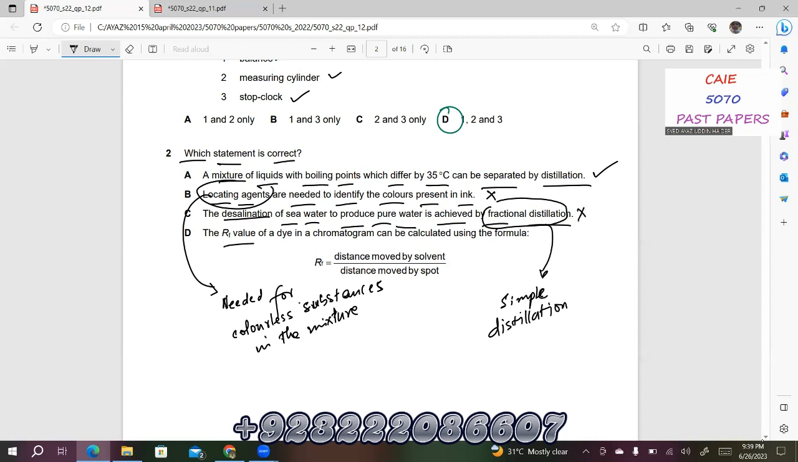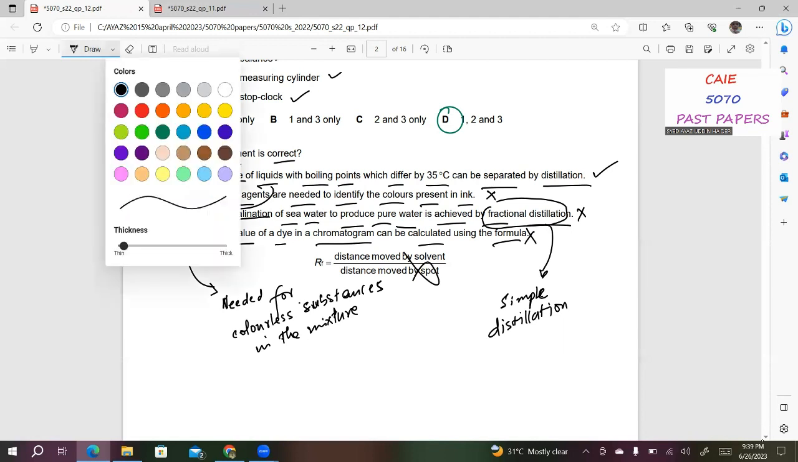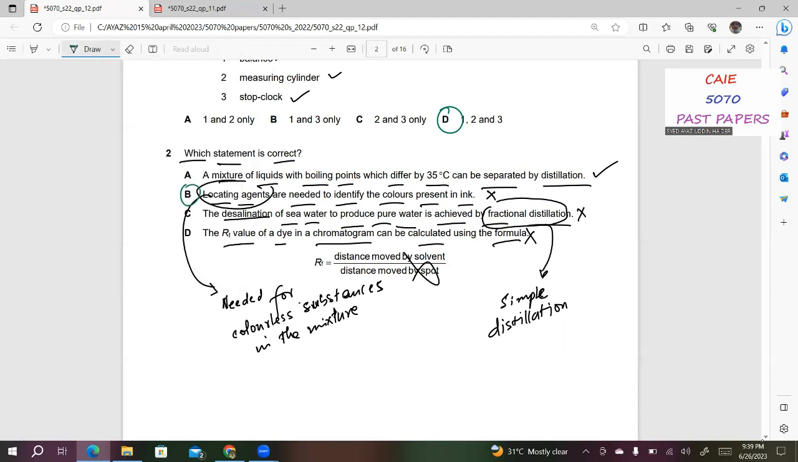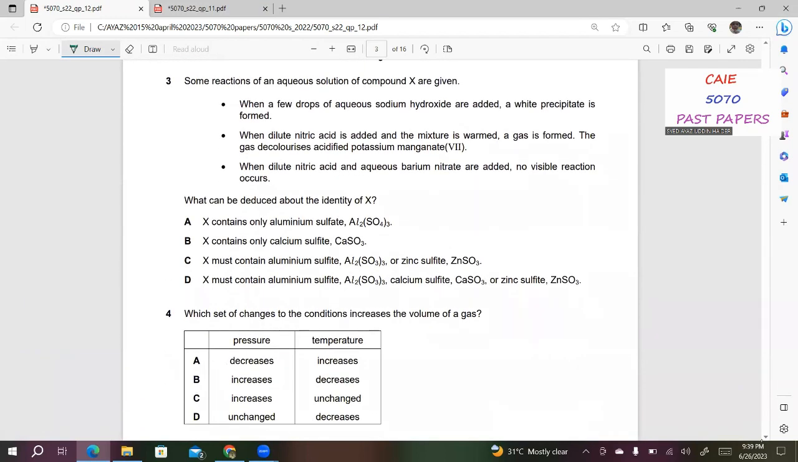The last one, RF value of a dye in a chromatogram can be calculated using the formula RF equals distance moved by solvent divided by distance moved by spot. This is wrong because the equation is distance moved by the spot divided by distance moved by the solvent. So this is also wrong. Only choice A will be the right answer in this case. Number three.